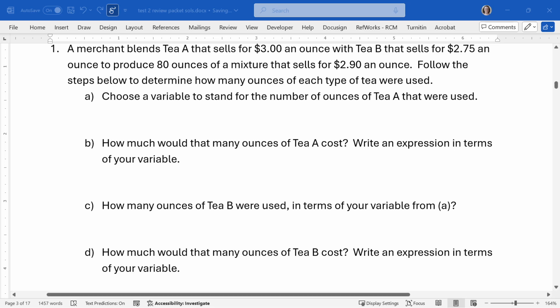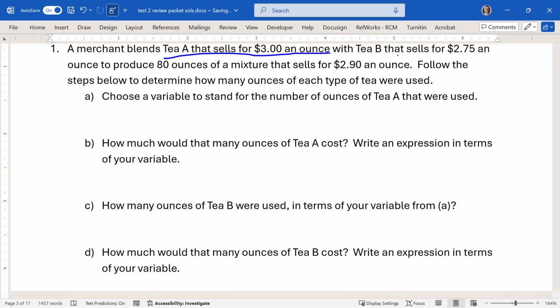Hello everyone. In this video, I'm going to go over some word problems with you guys where we have to model quantities with equations. So in the first problem here, we have a merchant that blends TA, and TA sells for $3 an ounce. And then we also have TB that sells for $2.75 an ounce. And we're producing 80 ounces of a mixture, and the mixture sells for $2.90 an ounce. So we're going to follow the steps below to determine how many ounces of each type of tea were used.